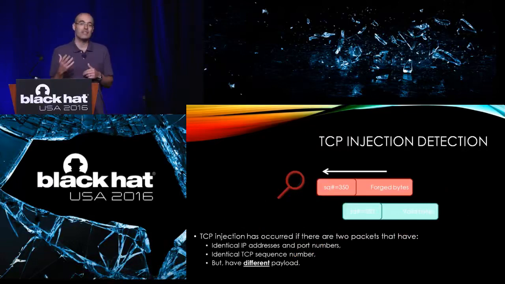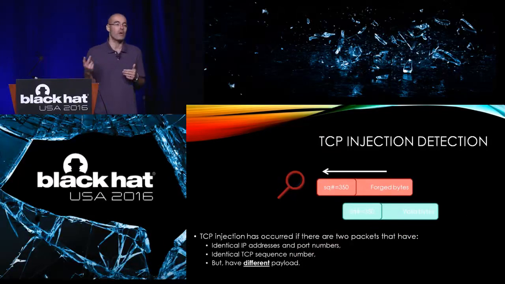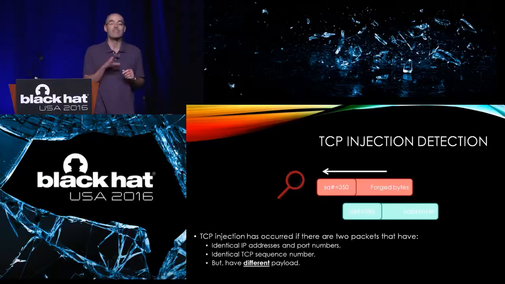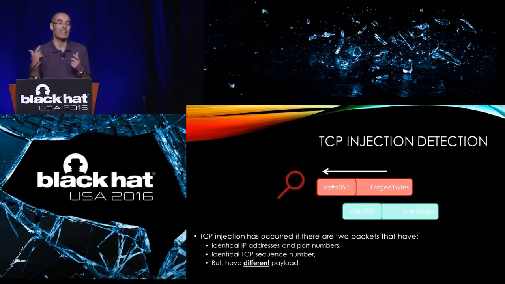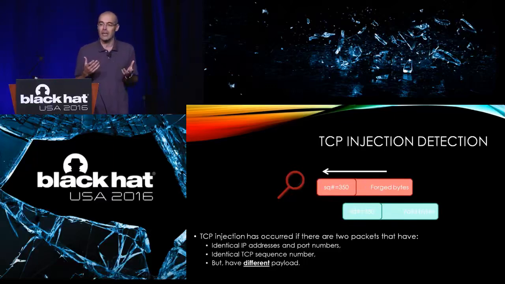And we identify injections in a pretty straightforward way. We simply identify pairs of packets that are in a race, meaning two packets in the same session that have the same sequence number, but a different payload. This is the crucial thing, a different payload. And this event should not happen in a normal TCP session at all. If it does happen, if two packets having the same sequence number carry a different payload, then this is very indicative of a TCP injection attack.